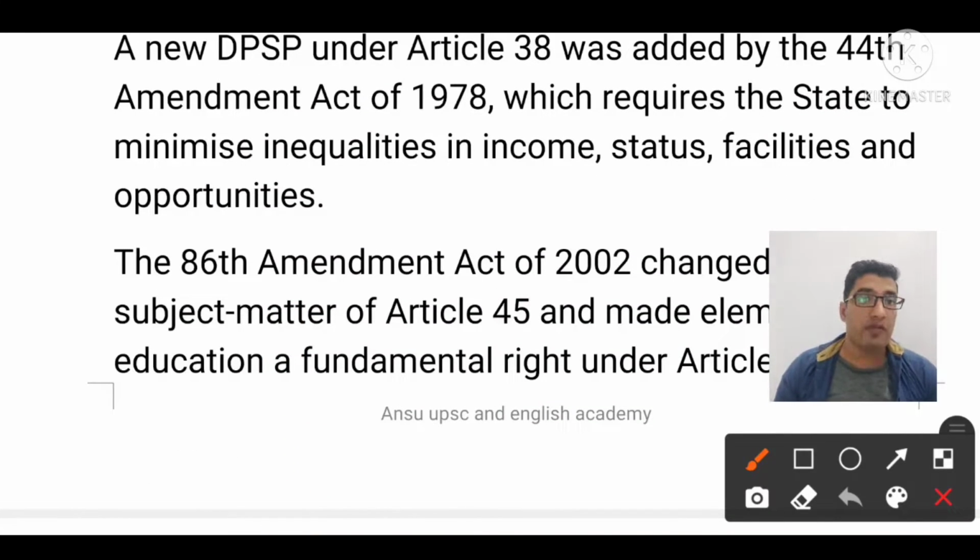Now I am going to start from where you will encounter or grapple with questions, and that can be beneficial for your preparation. First of all, I want to tell you about the Bank Nationalization Act and the Privy Purse Abolition Act. What is the Privy Purse?